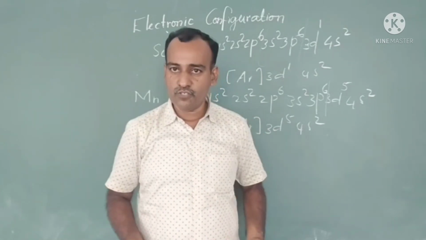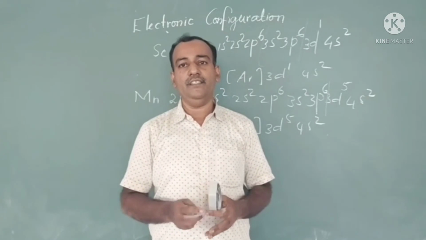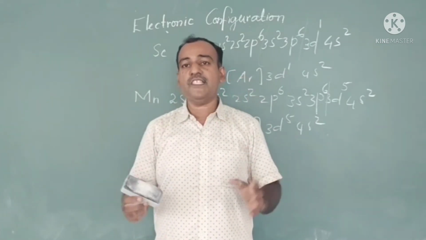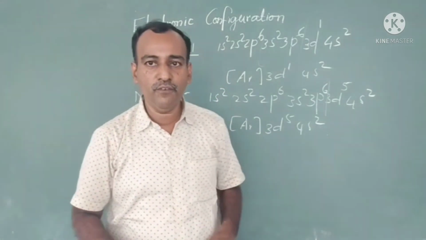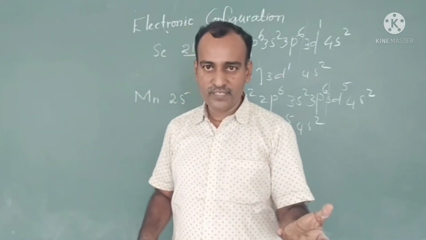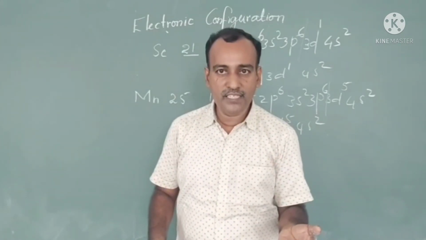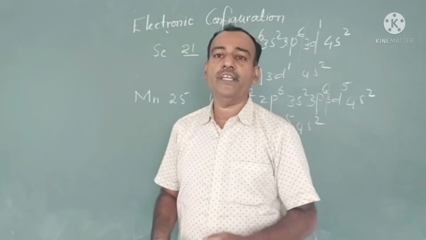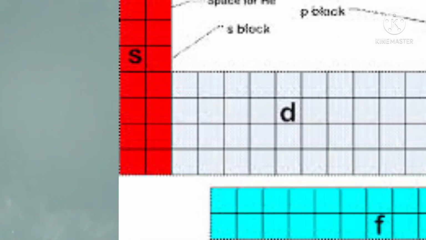So based on the valence electron, meaning the last electron, in which subshell it goes, we have 4 groups of elements in the periodic table. What are the 4 groups? S block elements, P block elements, D block elements and F block elements. We will discuss S block, P block, D block and F block elements in our next video.